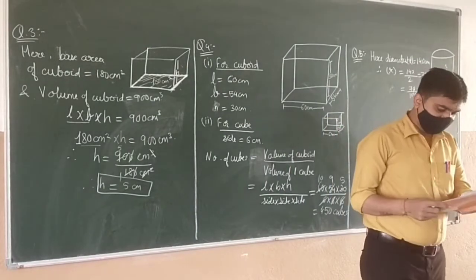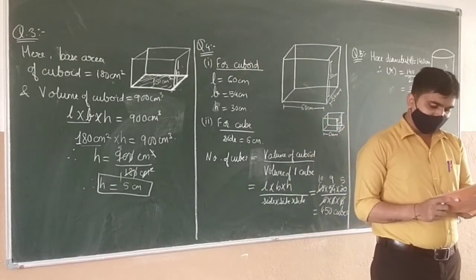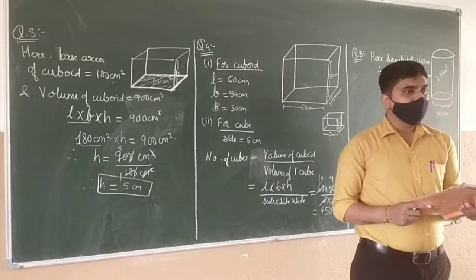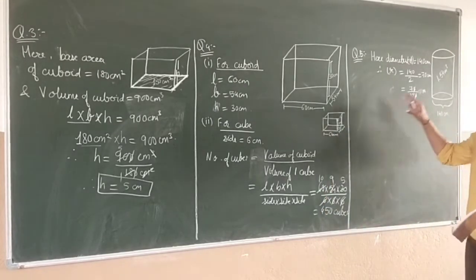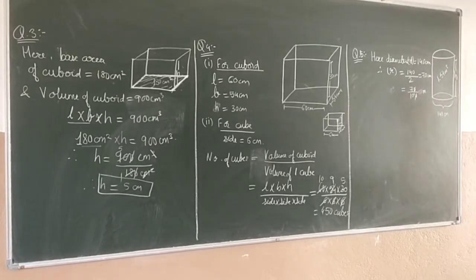Question number 5. Find the height of the cylinder whose volume is given, and that is 1.54 meter cube. One cylinder is there. You are supposed to find its height. They are interested that we must find height of the cylinder, and for that purpose what they have given us? Volume of it. Volume is given to us, 1.54 meter cube. And diameter of the base is 140 centimeter.